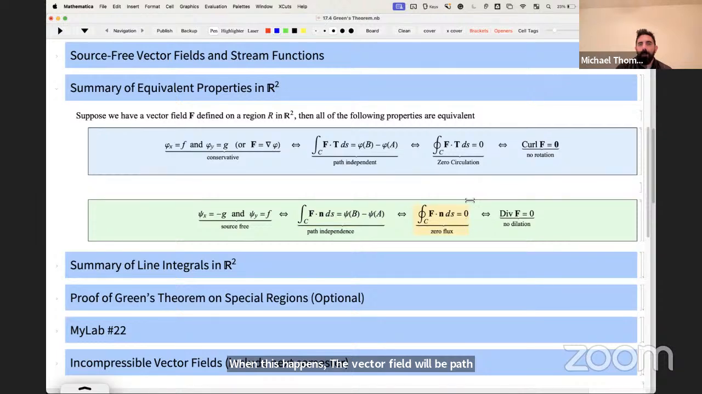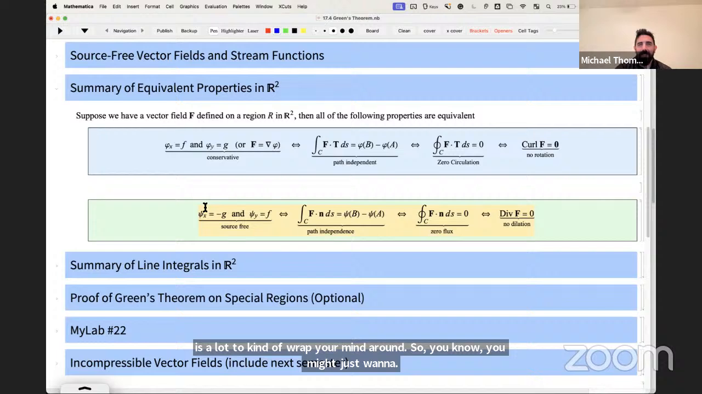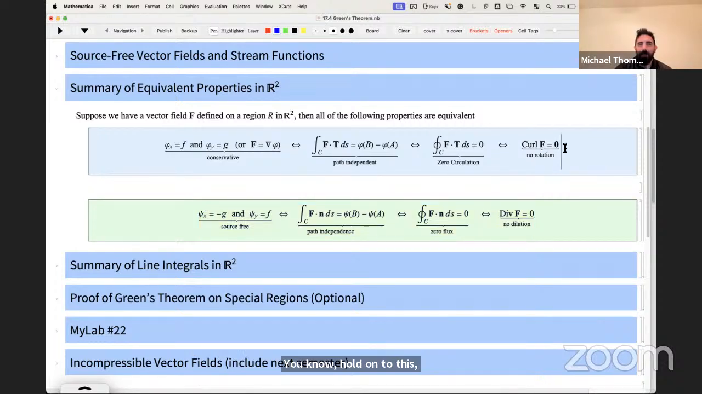You'll have 0 flux, not circulation, but 0 flux. And the divergence will be 0 everywhere. All of these are equivalent ways of saying the same thing. This is a lot to wrap your mind around, so you might just want to hold on to this and digest as you go. But just one thing to point out is these all say the same thing, and these all say the same thing. If you get one of them, you get the rest for free. Like if you get this one, then you get the other 3 for free.